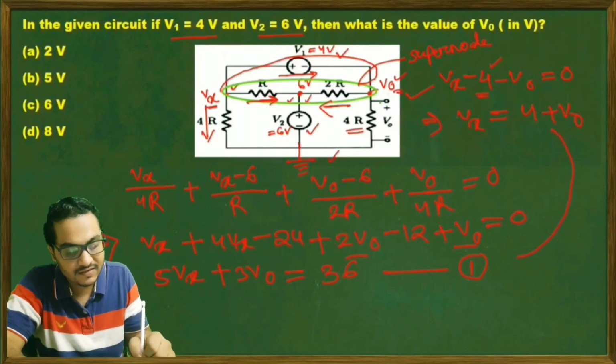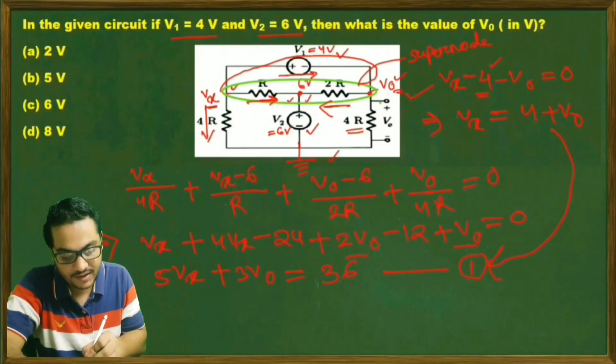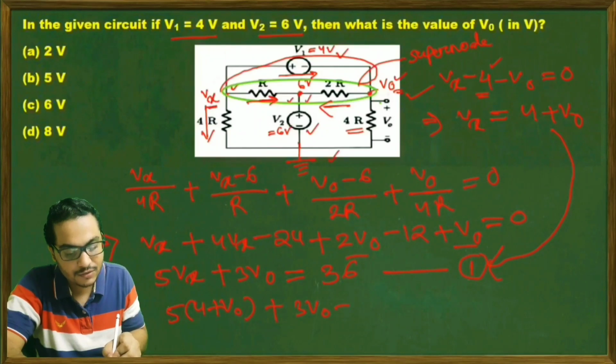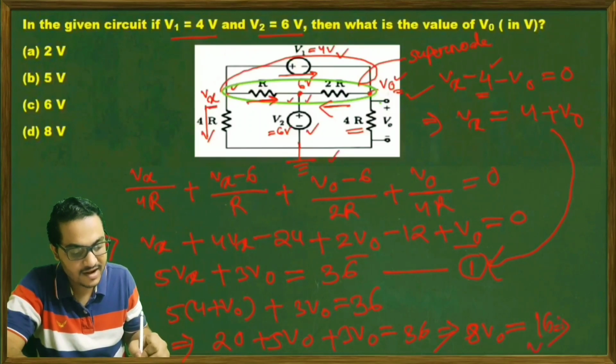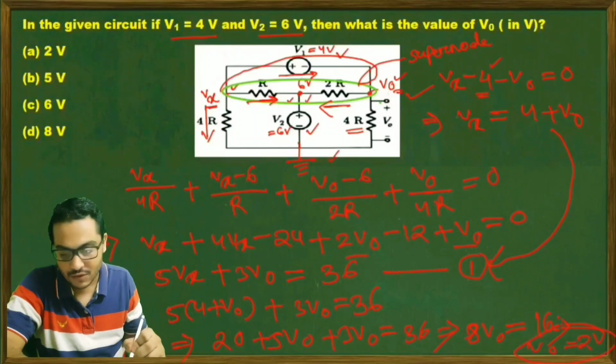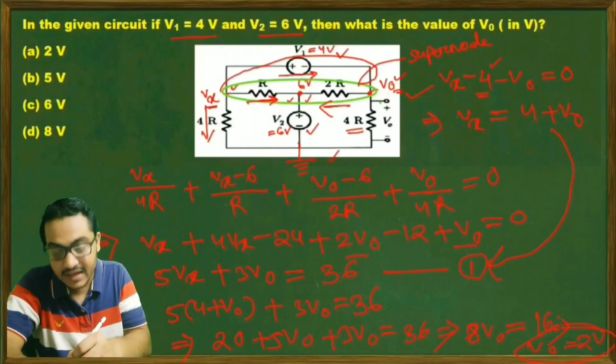Now use this Vx in this equation 1. We get this is 5 into 4 plus V0 plus 3V0 equal to 36. Implies that this is 20 plus 5V0 plus 3V0 equal to 36. Okay, so simplifying, this is 8V0 equal to this is 16. Implies that V0 equal to 16 by 8, that is your 2 volt. So option A is your right answer.